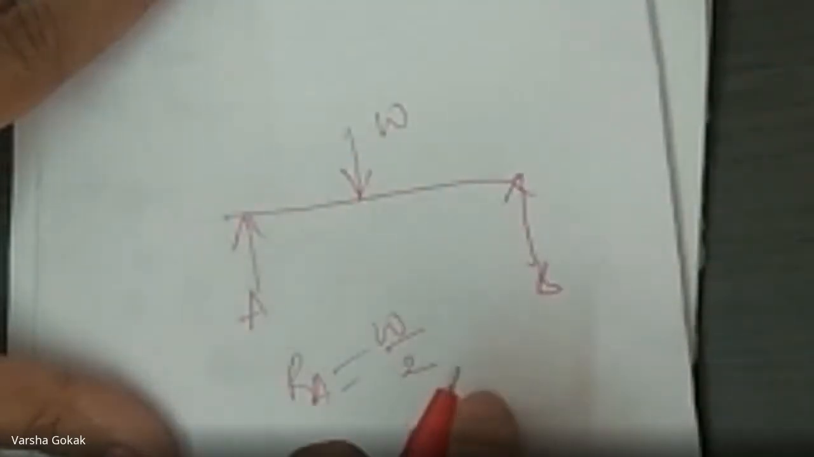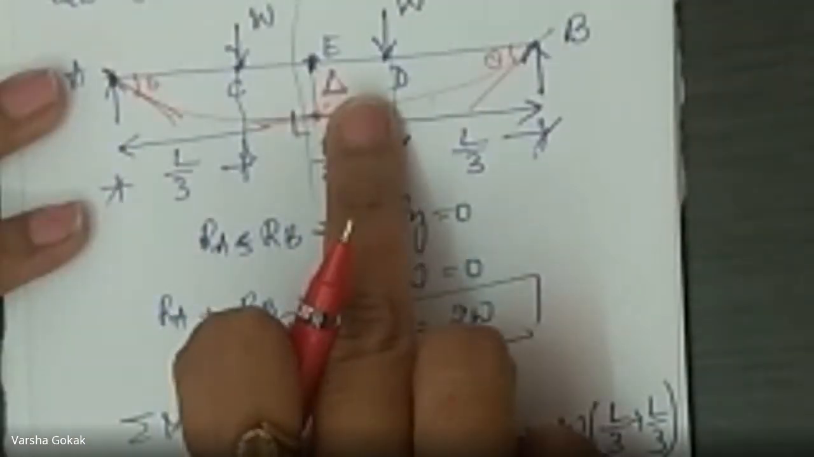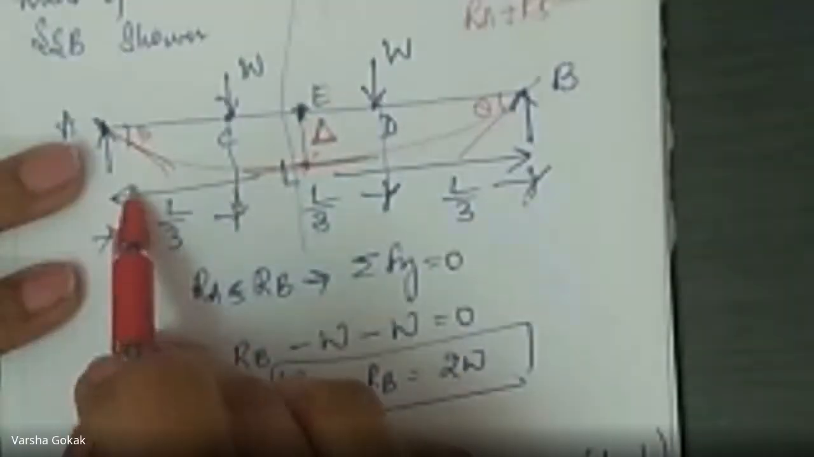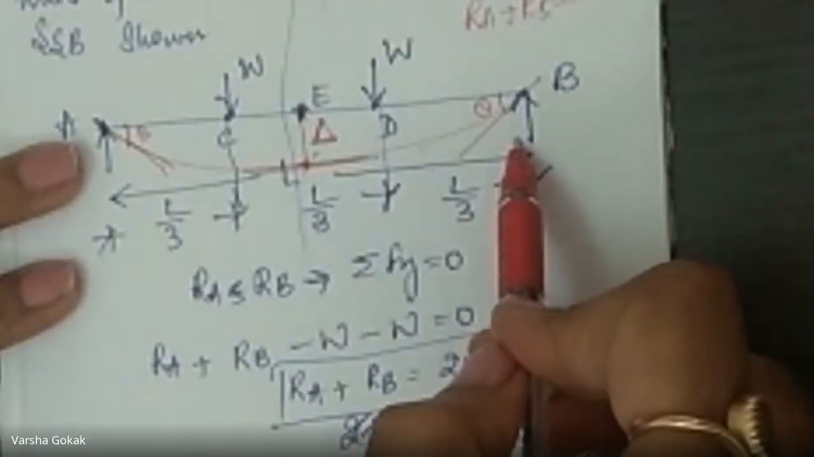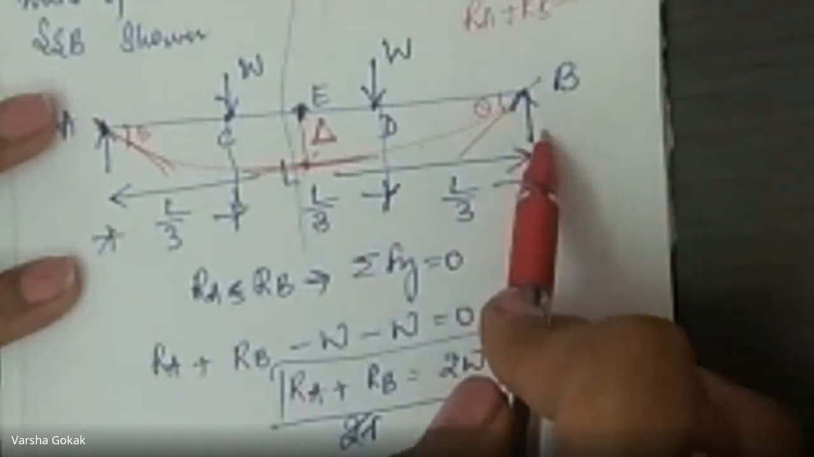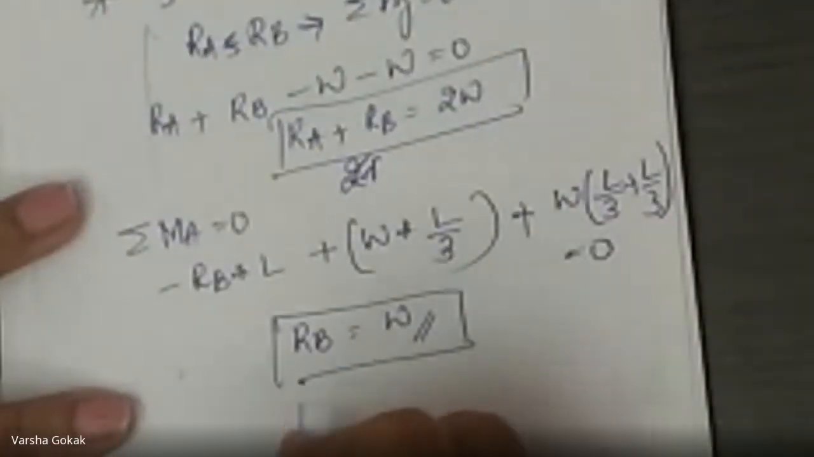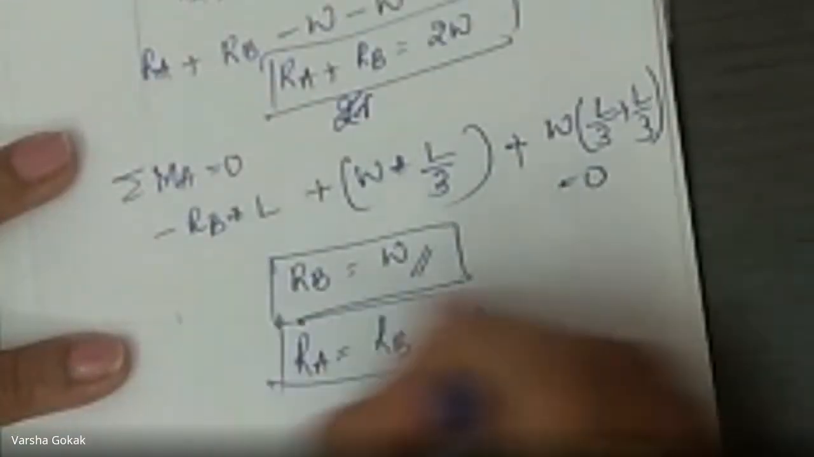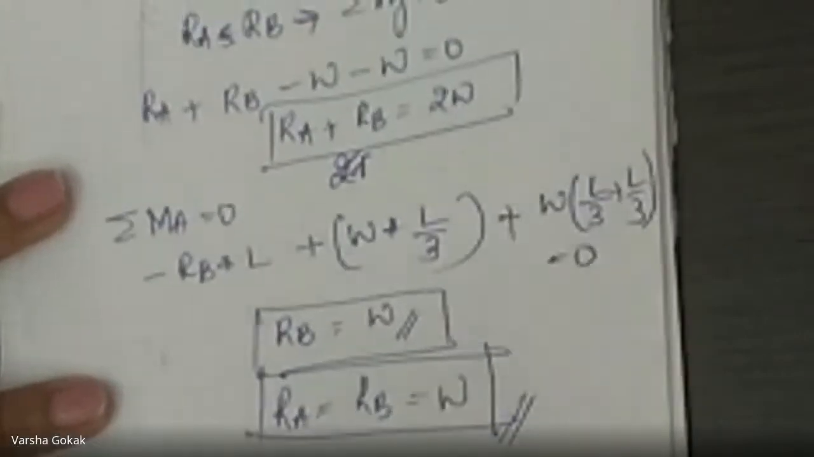So RA is going to be W by 2, RB is going to be W by 2. Same way, because it is a symmetrical figure, half of the total load is going over here, half of the total load is going over here. Okay, so W by 2 is RA, W by 2 is RB. Directly, without showing this also, if you write RA equal to RB equal to W by 2, that is also fine. Clear? So once we know the value of RA, RB, we have to plot the bending moment diagram.